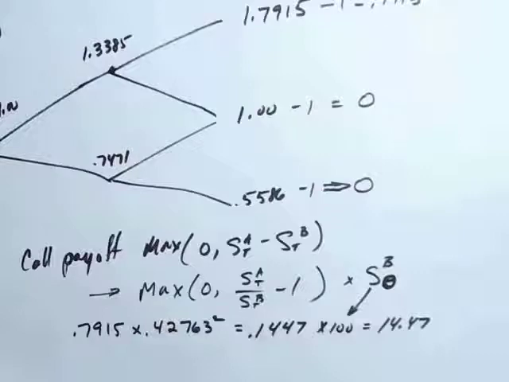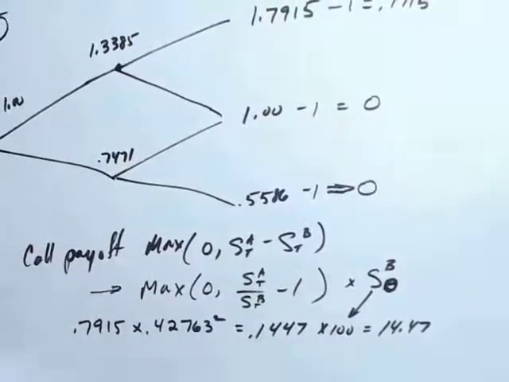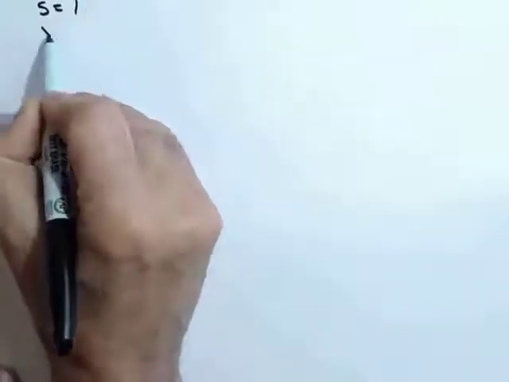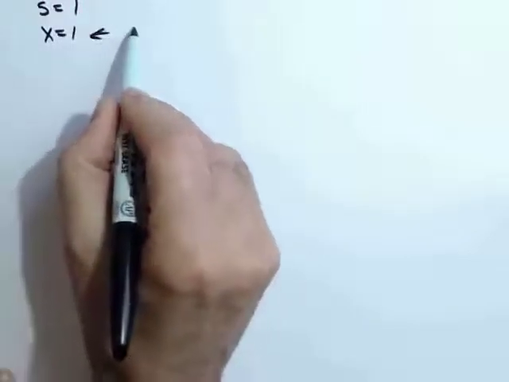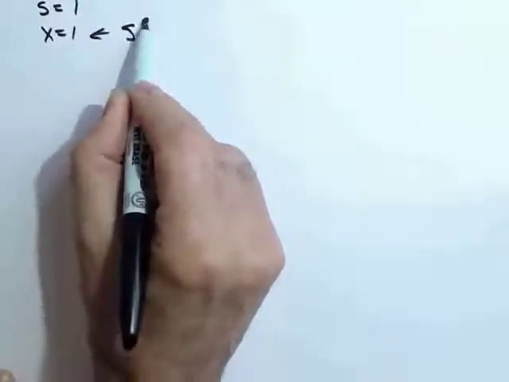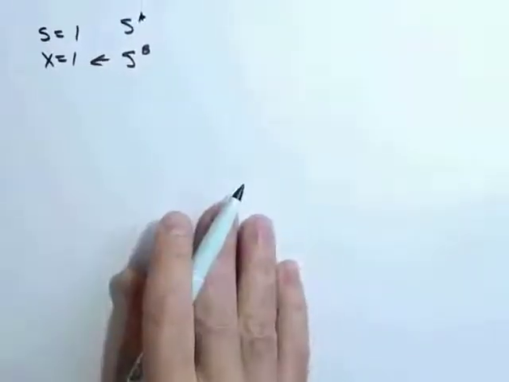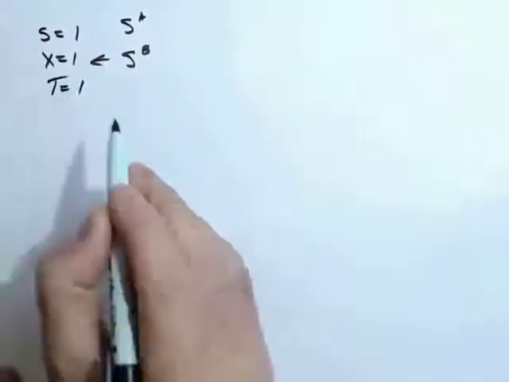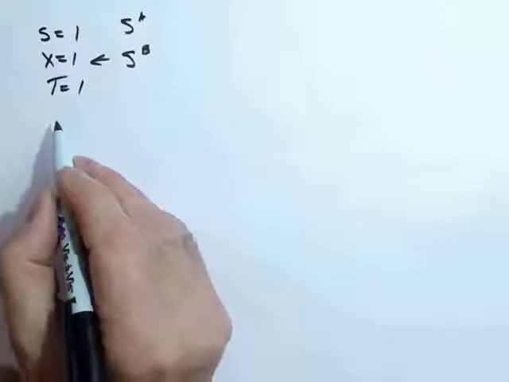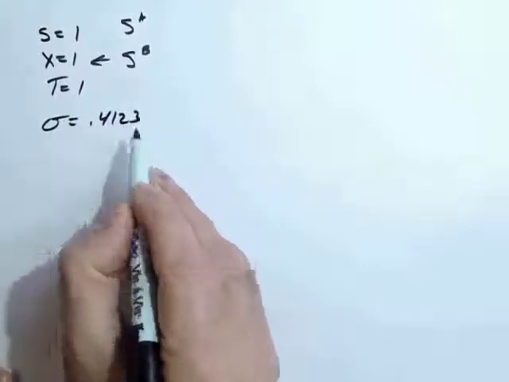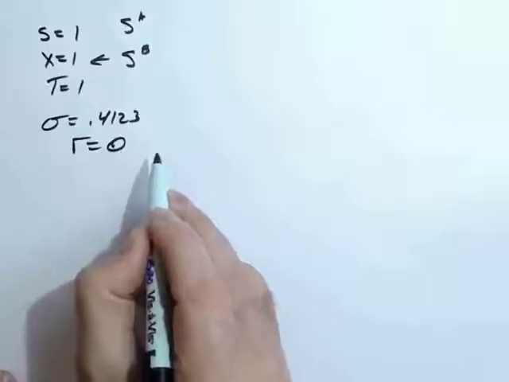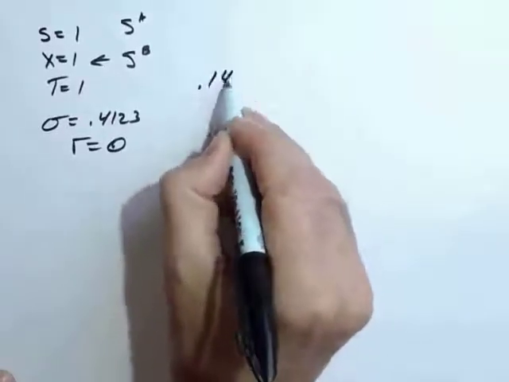If you wanted to trick, if you have software for the standard call option software, which is easily found on the web, what you would do is you would put in S equals 1, S equals 1, and that would stand for SB in this case, and this would be SA. And so you'd have 1 over 1. You would have a T equal to 1. You would have sigma equal to 0.4123. You would have R equal to 0. And you would end up with a price of $14.47.